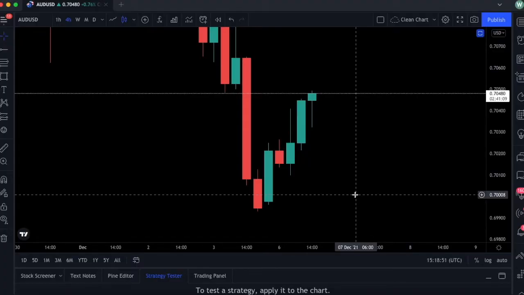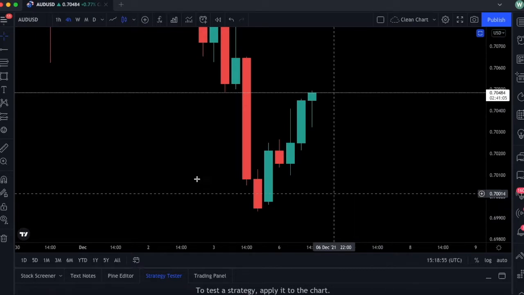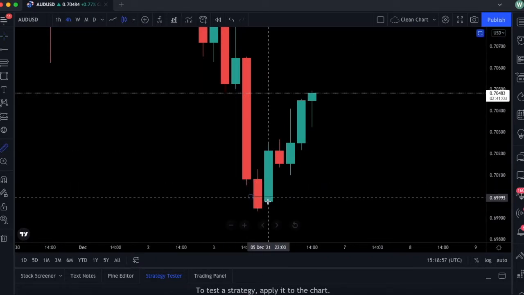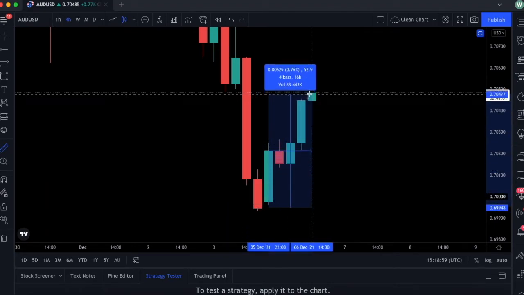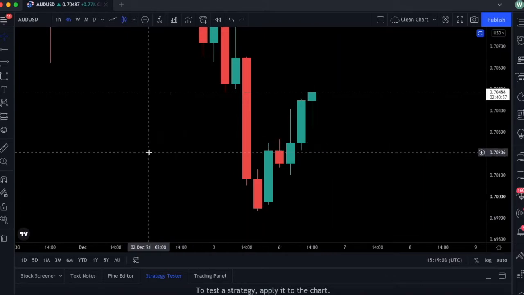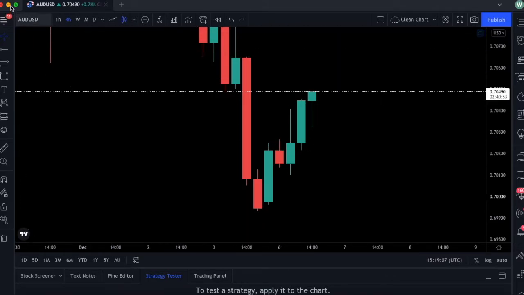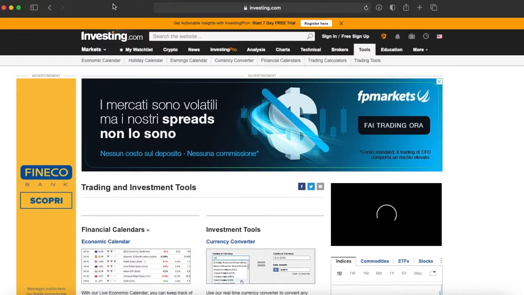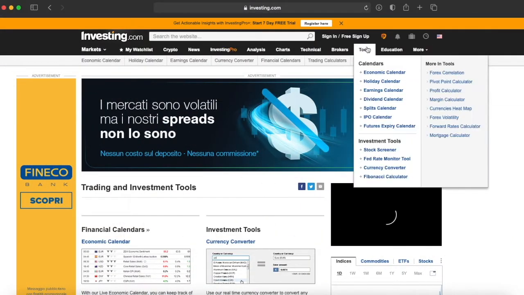The average daily range, also abbreviated as ADR, is the daily average movement of a specific currency pair measured in pips, and it is essential to analyze when choosing the currency pairs to focus on, as well as identifying realistic targets for a given period. The best website to analyze the average daily range of currency pairs is Investing. On Investing, go on Tools, and select Forex Volatility.